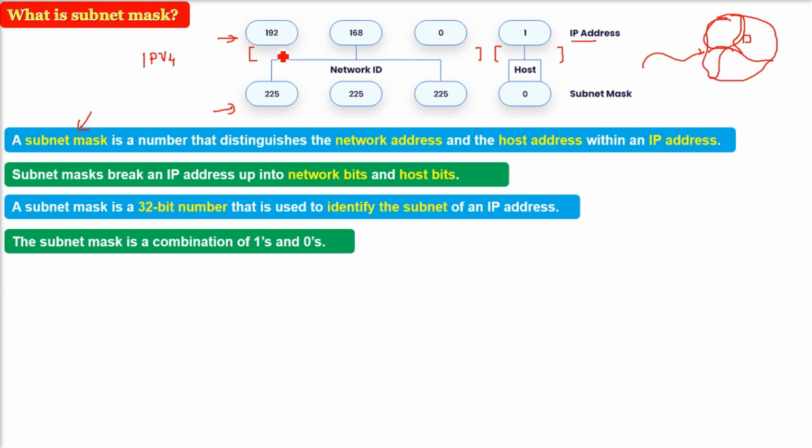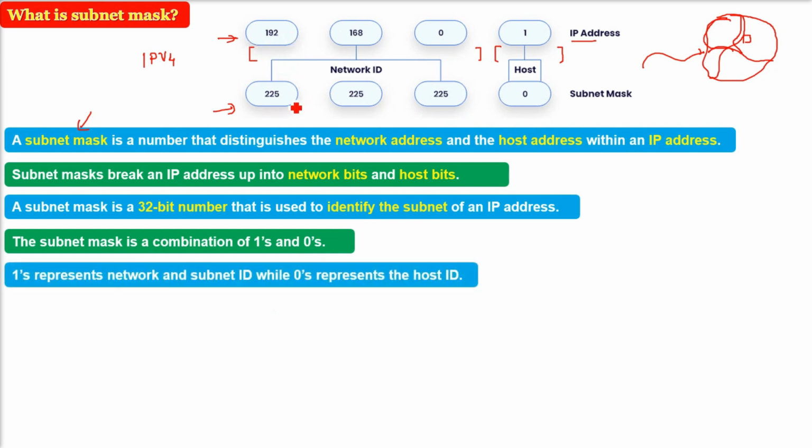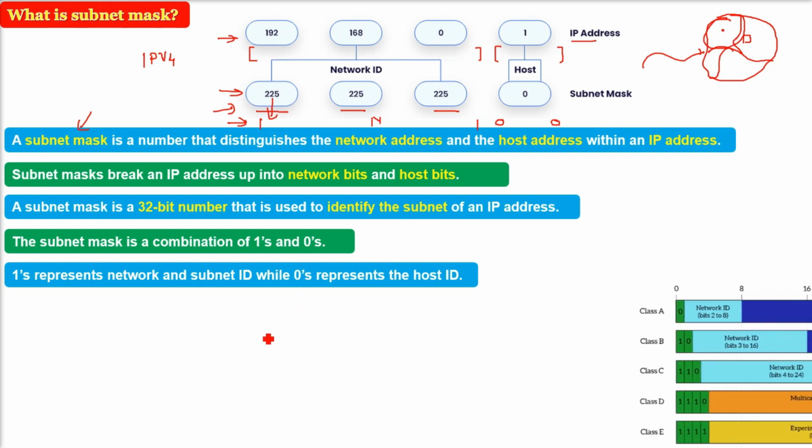This is a 32-bit number, a combination of ones and zeros. All the ones, if you start from the left, represent the network. That is the network part of the IP address. And the second part is the host. All the remaining zeros are the host ID, the actual computer, the actual computing system in that network. So this is your subnet mask.